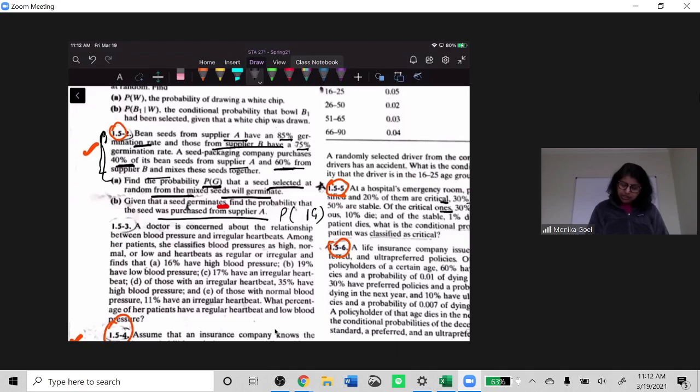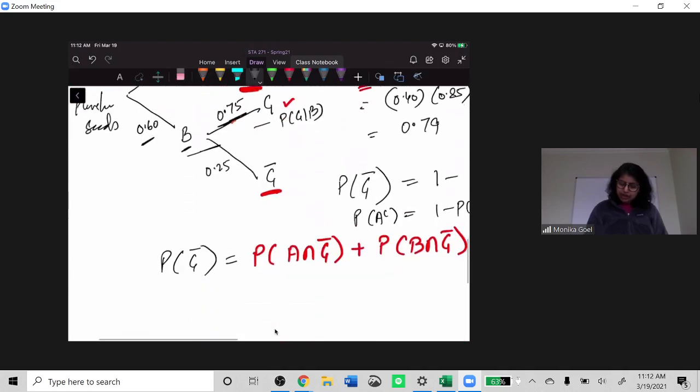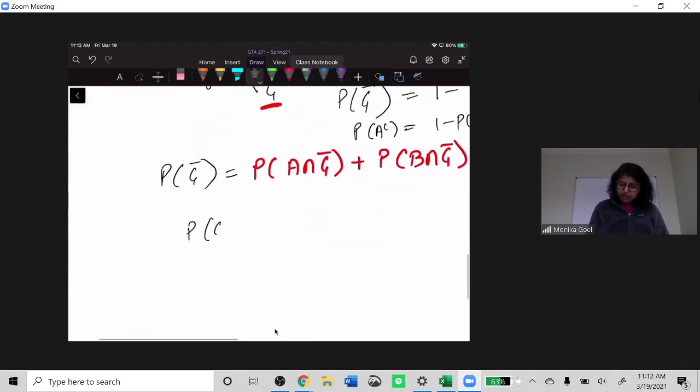Given that the seeds germinate, so seed germinate, this information we know, and then it says the seed was purchased from supplier A. Now you're solving for this. So when you read the question, you get an idea what is given to you and what you are looking for. So you are looking for this part. And let's write this. Probability of A given G.